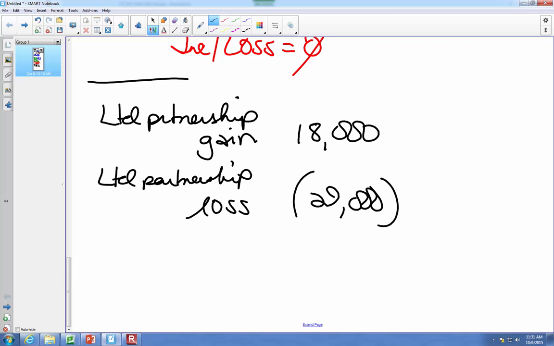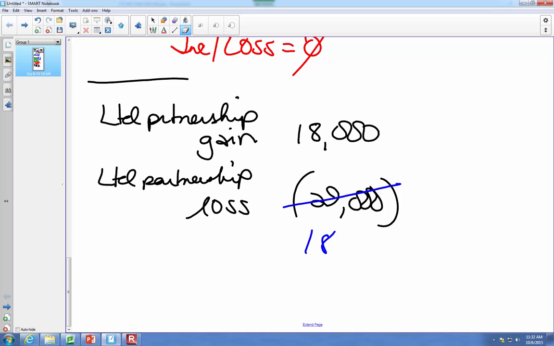So I'm in 2 limited partnerships. Plum Creek was a limited partnership. I was in Plum Creek and had an $18,000 gain from them. I was in a MetLife limited partnership and lost $29,000 from them. My first question is, how much of this $29,000 loss can I take?